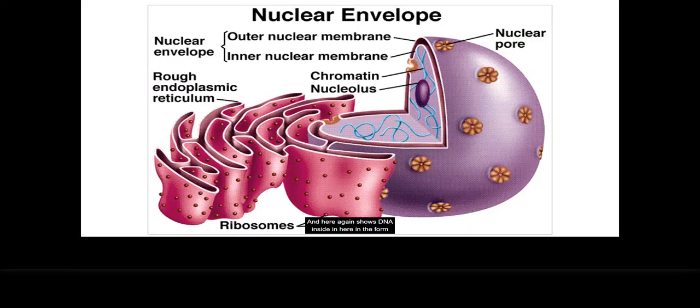And here again DNA is shown inside, in the form of chromatin, the nucleolus here, and the nuclear envelope with pores. This is the whole pore where molecules can go in and out of the nucleus, and there is direct attachment. And this shows only one type of the endoplasmic reticulum, rough, because we have these ribosomes here.